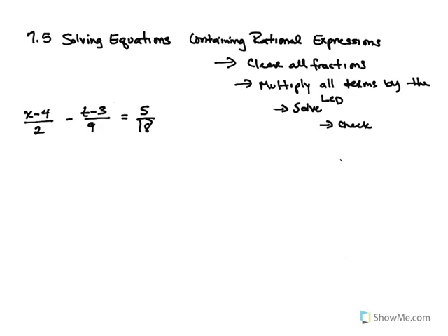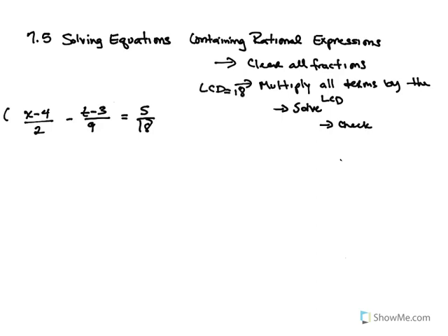Okay, so here we have a second example. We have x minus 4 over 2 minus t over 3 minus t minus 3 over 9 equals 5/18. So we have an equation and it has fractions in it. So basically, your mind should say, I've got to figure out my LCD and multiply everything by that LCD, and then I'll solve, okay? Looking at the denominators, we have 2, 9, and 18. So the LCD is going to be 18.